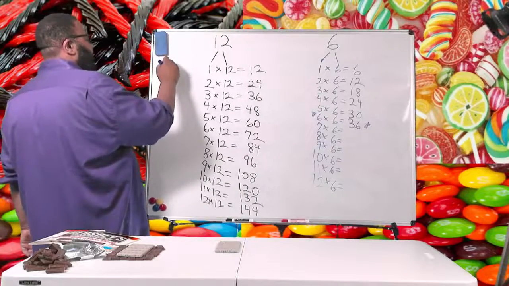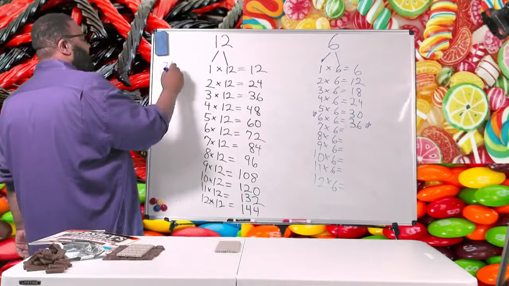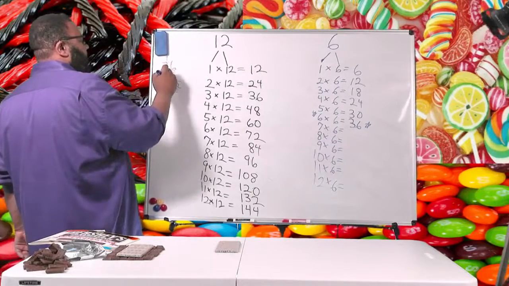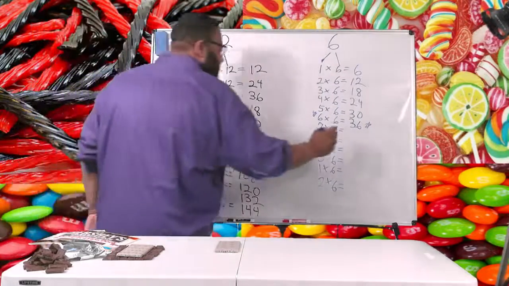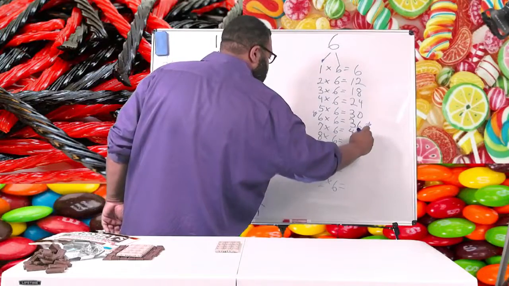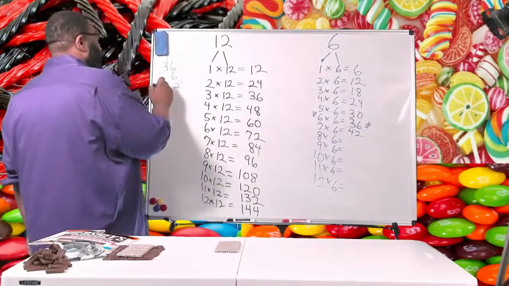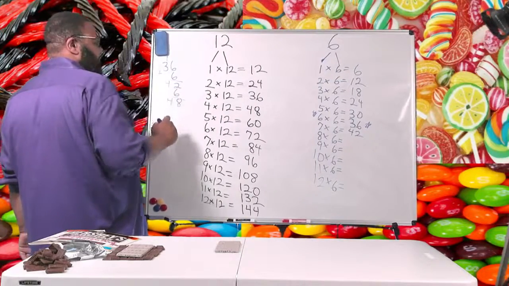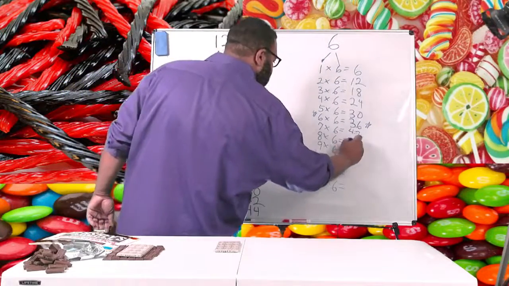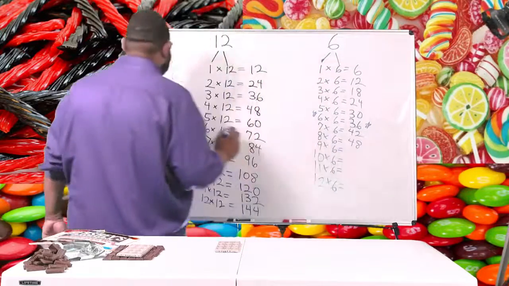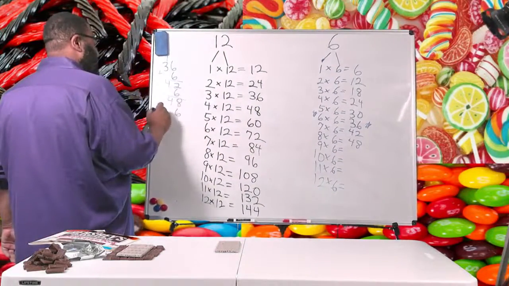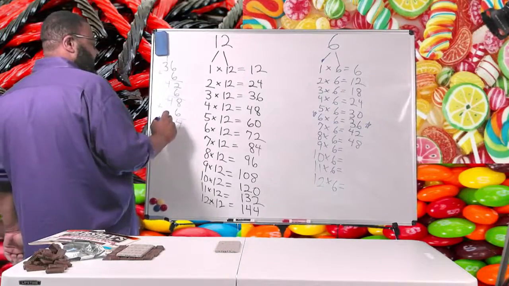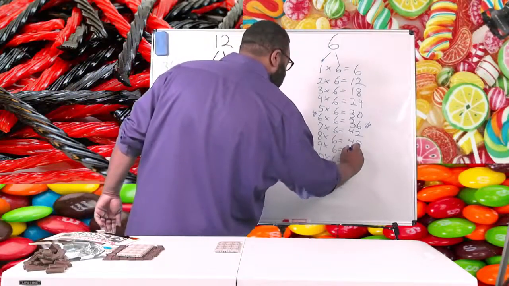Let's go up here. 36 plus 6. 6 plus 6 is 12. Carry my 1. 3, 4. 7 times 6 is 42. Plus 6. 8 times 6 is 48. Plus 6. 14, 54, 9 times 6 is 54.